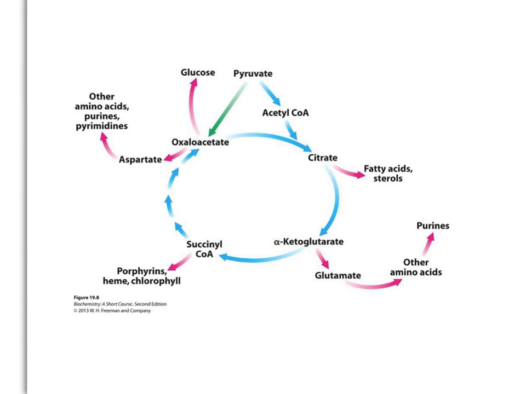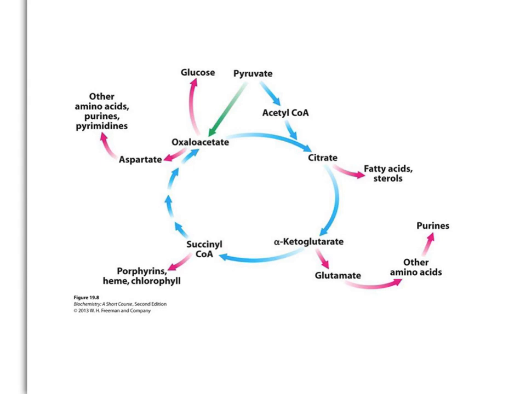So first of all, pyruvate, as we've been talking about, if we need the energy, then pyruvate will go through the pyruvate dehydrogenase complex, form acetyl-CoA, which will then go into the Krebs cycle.